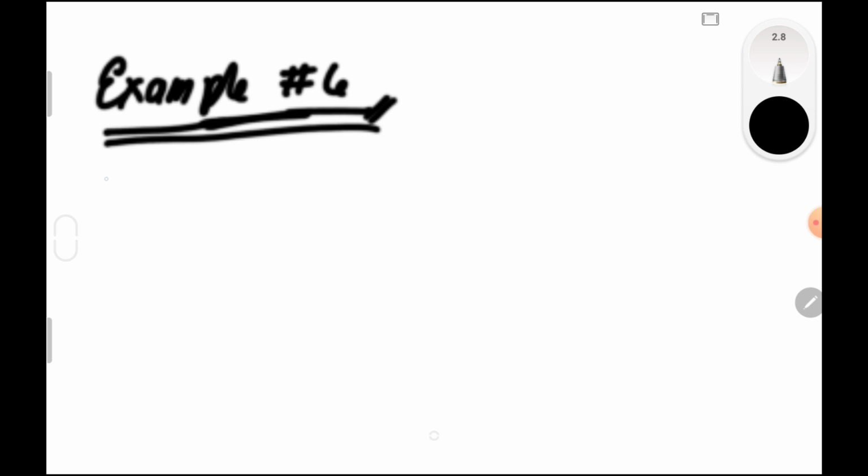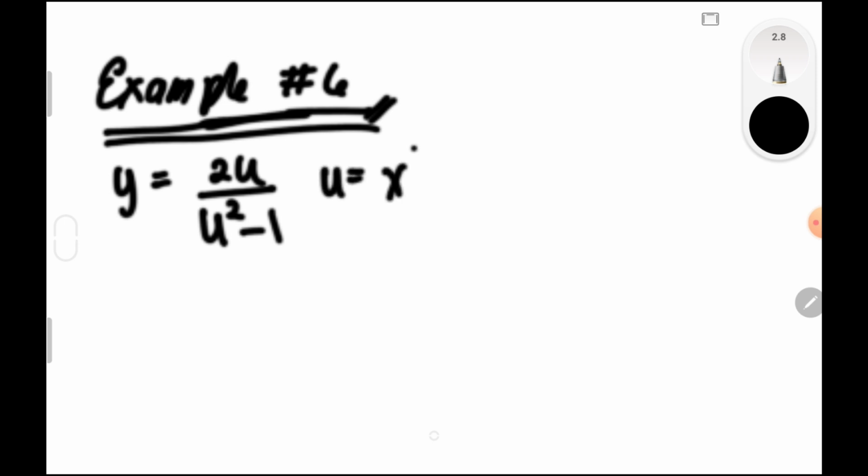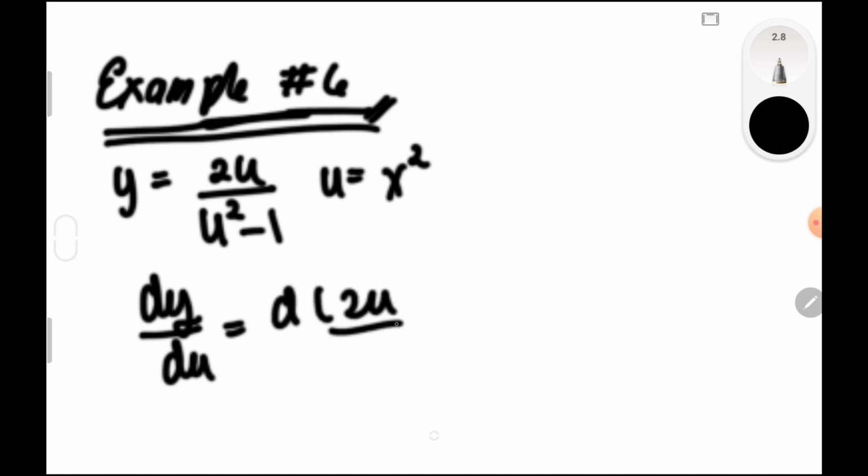Example number 6. Let y equal 2u divided by u squared minus 1, and u is equal to x squared. From this, we will have dy over du, which is the derivative of 2u over u squared minus 1 with respect to u.